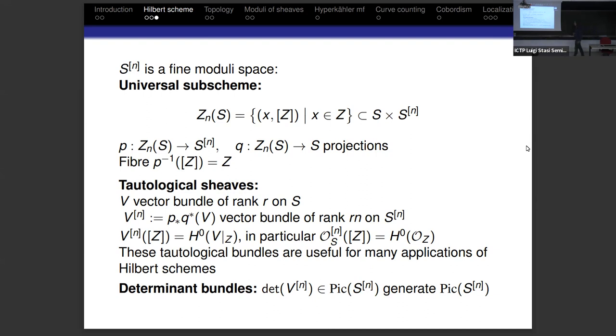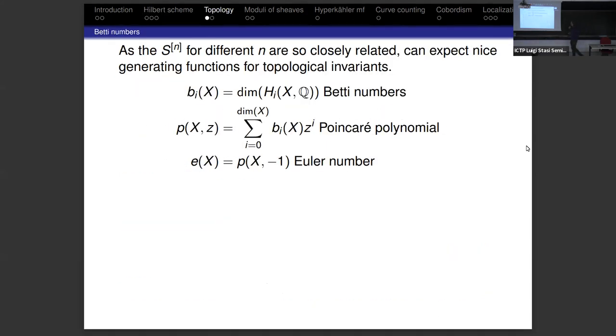Okay. And in particular, we also can take the determinant of such a bundle. This will be a line bundle on the Hilbert scheme, and these determinant bundles generate the whole of the Picard group. So we know all the line bundles of the Hilbert scheme so far. Okay. Now I want to give some results about the Hilbert scheme.